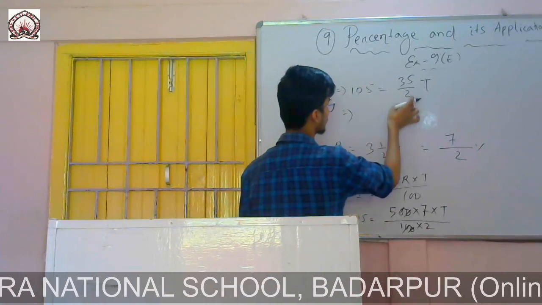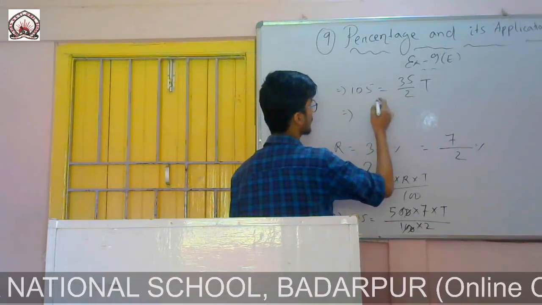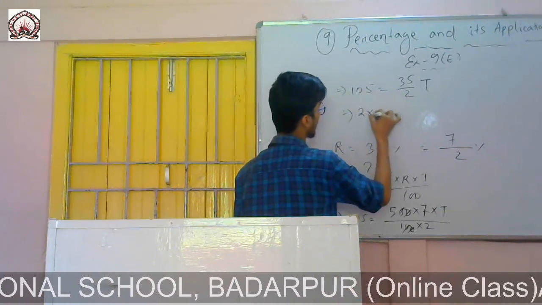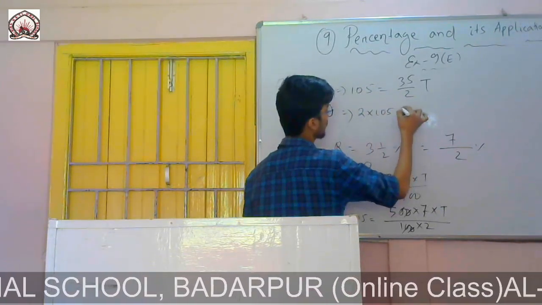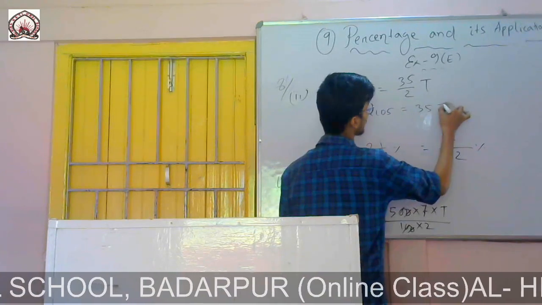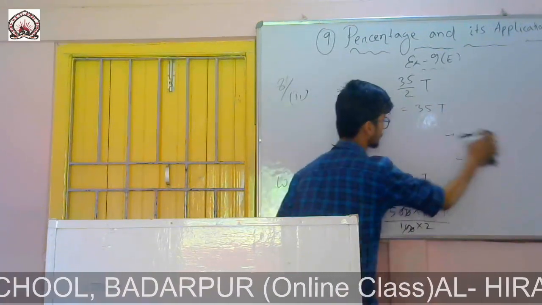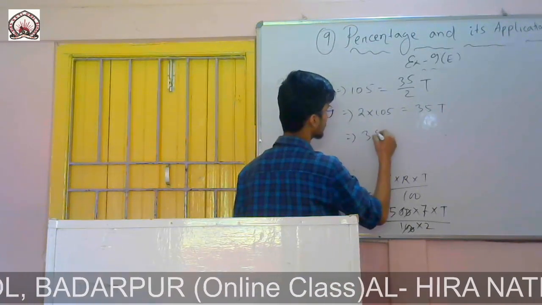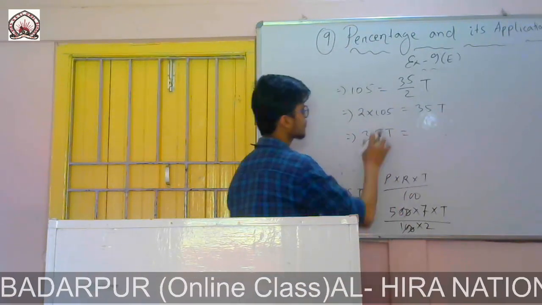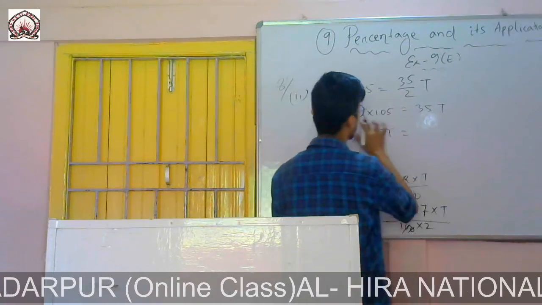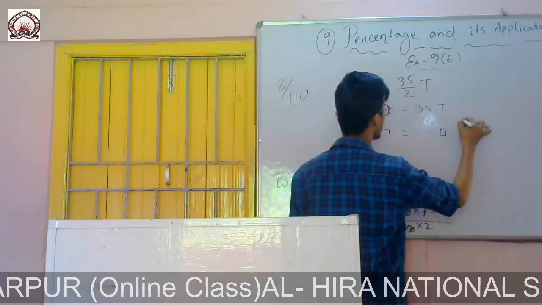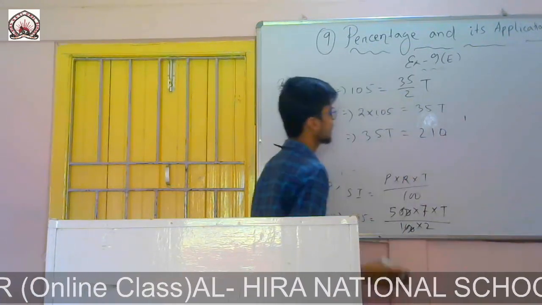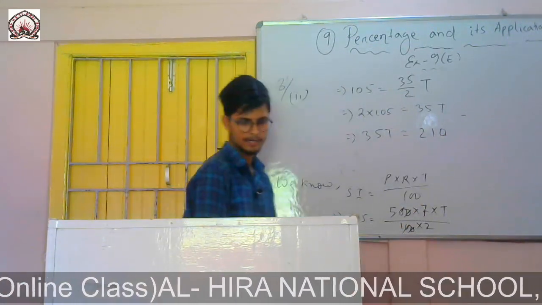So if I simply cross multiply there, it will be 2 into 105 equals to 35t. So 35t, I will write it here, I will simply change the side. 35t equals to, and 5 2s are 10, 0, 1 in my hand, 2 0, it is 0, 2 1 are 2, it is 210.